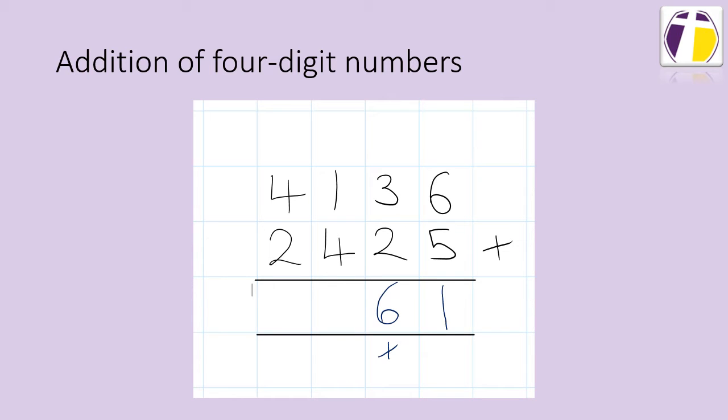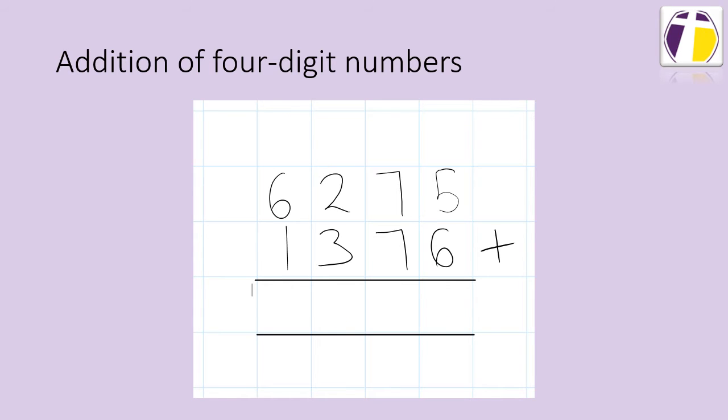100 plus 400 equals 500. And finally, 4,000 plus 2,000 equals 6,000. You may want to label your columns at the top to ensure that you remember what the place value column is that you are dealing with at the moment of the addition.